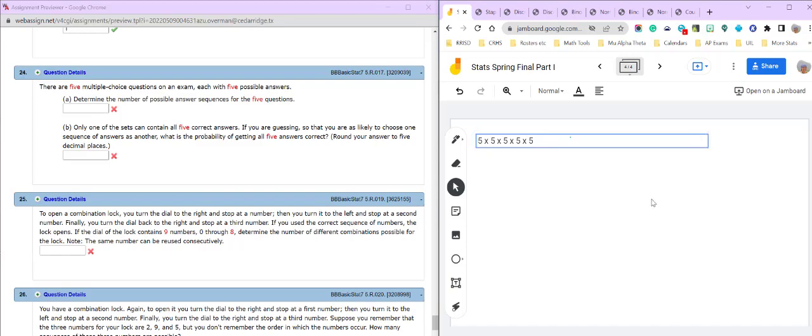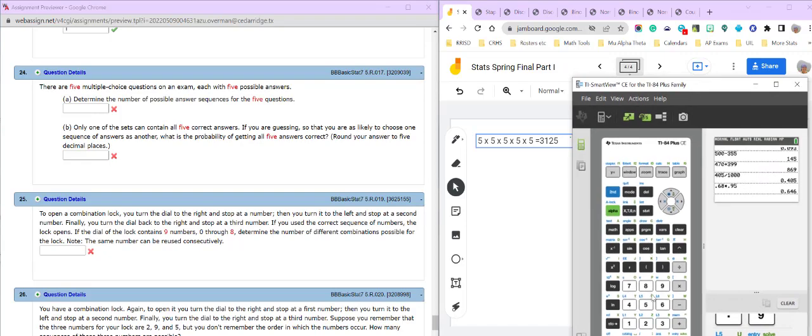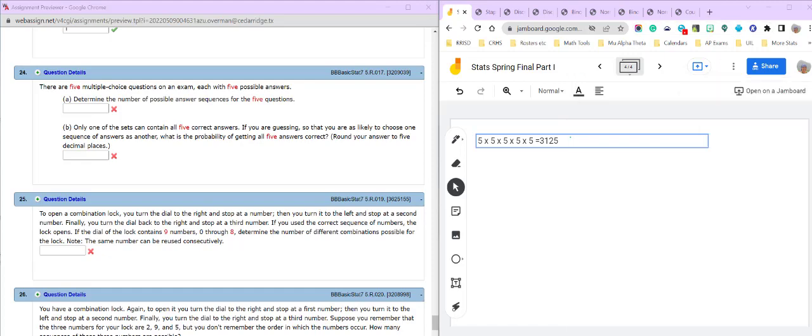I'm going to guess it's 33,125, but I could be wrong. Let's go ahead and do this. I'm sort of guessing. It's 3,125. So if you did 5 to the 5th, or you went 5 times 5 times 5 times 5 times 5, you would get 3,125. So those are the different ways you can do it.